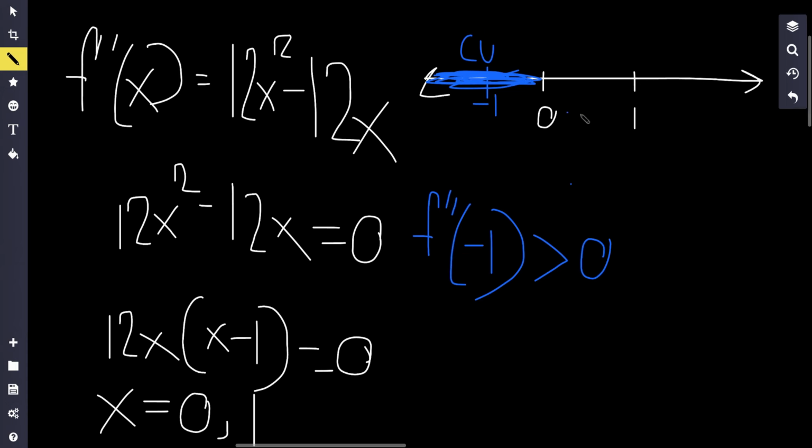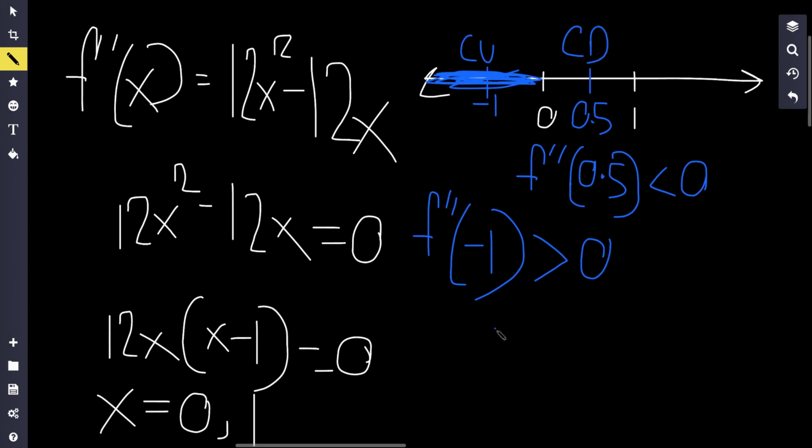Now, let's try a value from in between 0 and 1. Let's say I plug in 0.5, or 1/2. When I plug in 0.5 here, I get 12 times 0.5, multiplied by 0.5 minus 1. 12 times 0.5 gives me a positive value, and 0.5 minus 1 gives me a negative value. A positive value multiplied by a negative value makes this entire thing negative. So when I plug 0.5 into the second derivative, this gives me a negative value, and this means that we are going to be concave down.